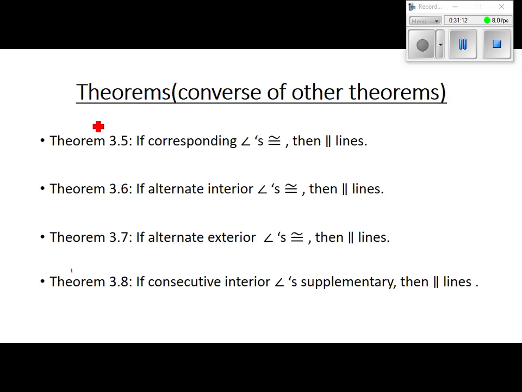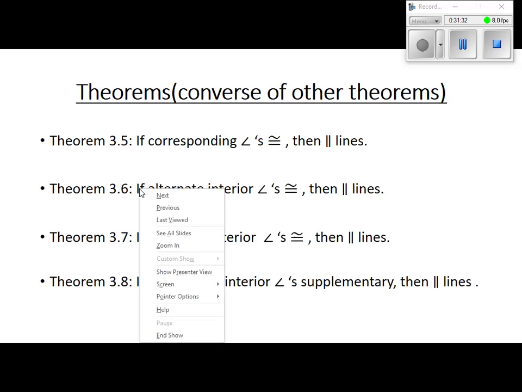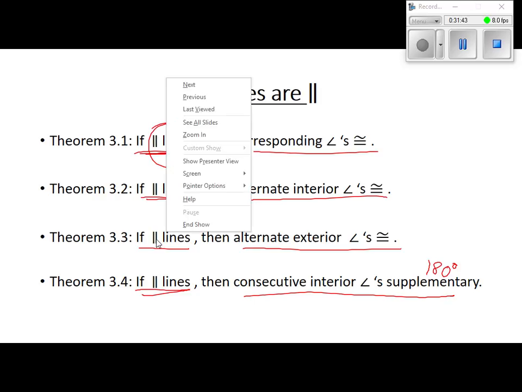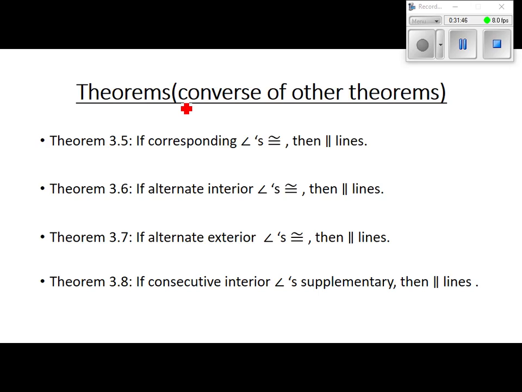Alright, all of these theorems, listen closely. These look just like the theorems that we wrote down before, except they're the converse. What's converse mean? It switches the hypothesis and the conclusion. If we go back to this one, what was the hypothesis in every one of these? Parallel lines. And then it gave the other things, right? Now the parallel lines part is going to be the conclusion in every one of these.